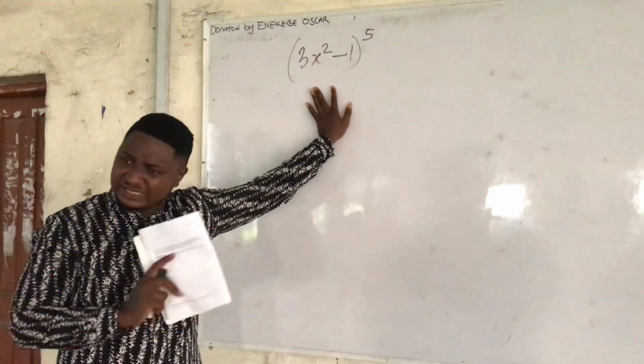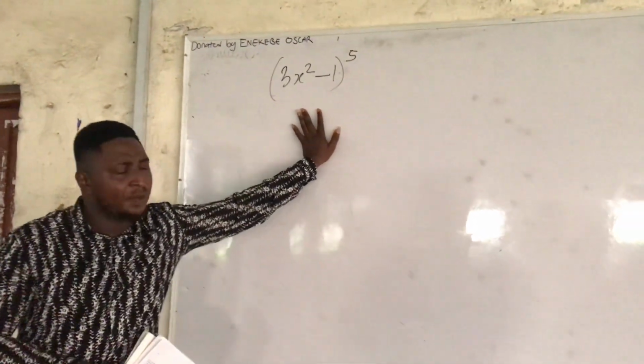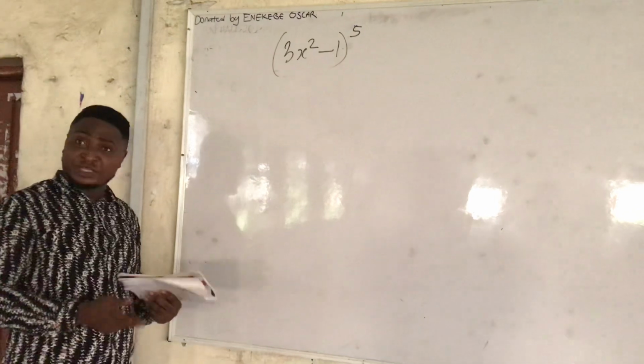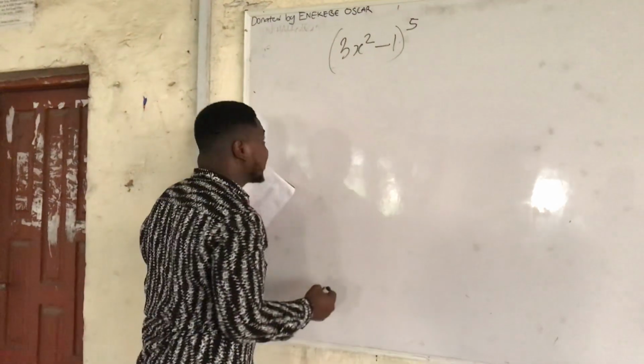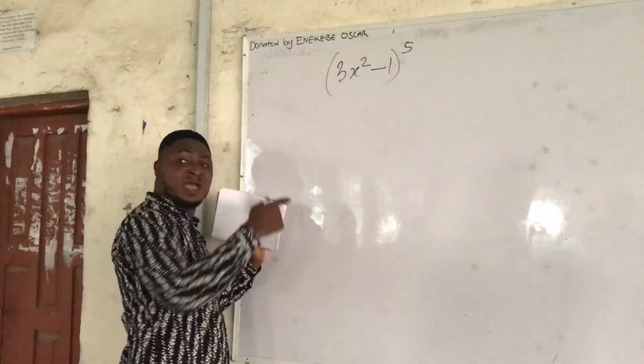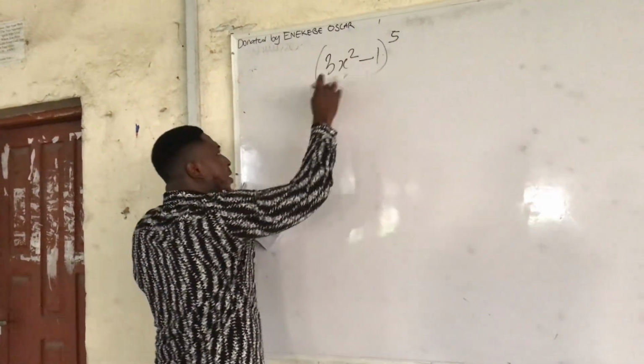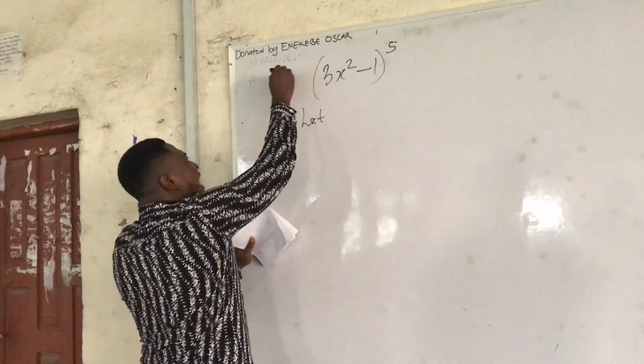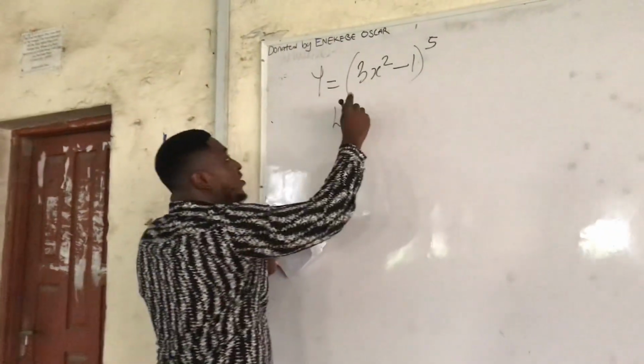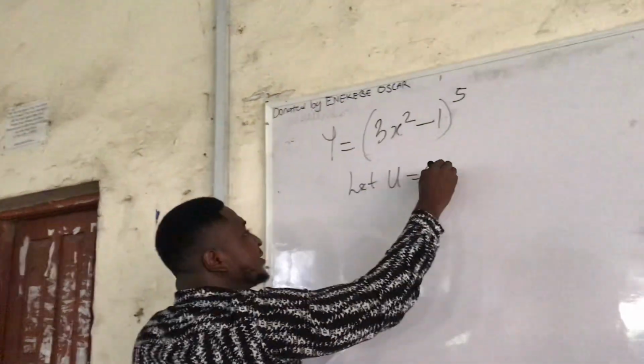I've also taught this in class, right? Good. I've taught both the long method and the short method. Class, the long method first, so you see what some of you are wasting time doing in the exam. I will then show you the short method. You let u replace everything in the bracket. Remember that y is this function. And so let u be equal to 3x squared minus 1.